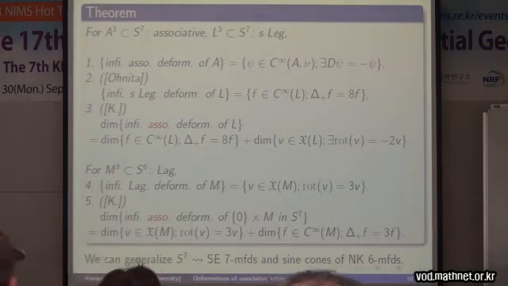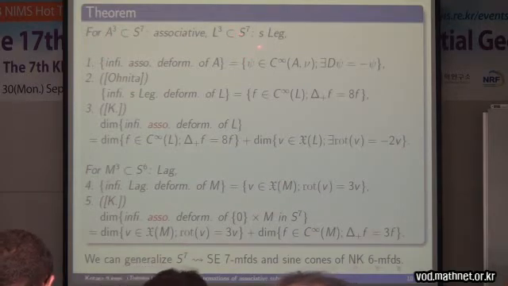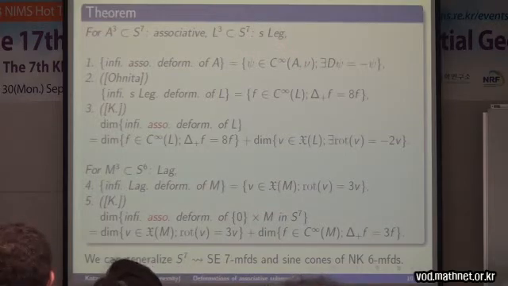Yes, we summarize this. First, let A in S^7 be an associative submanifold. Let L^3 in S^7 be a special Lagrangian submanifold. Then statement 1 is well known.